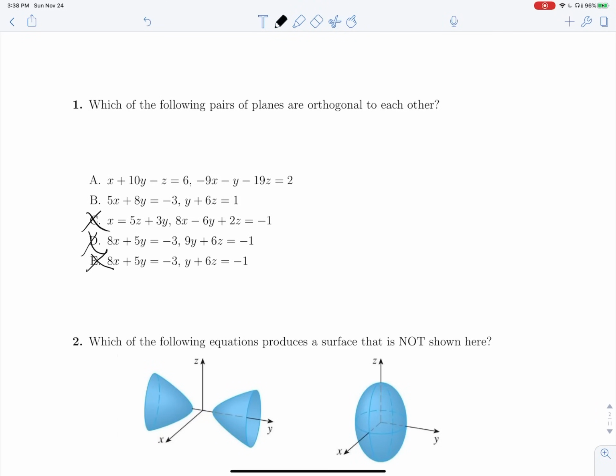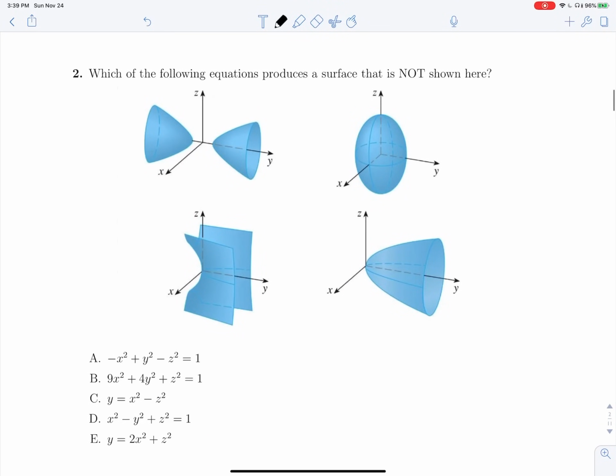And looking right here, if we dot 5, 8, 0 with 0, 1, 6, that is also most definitely not 0. But if we take a look at answer choice A, we have 1, 10, -1 dotted with -9, -1, -19, which will give us -9 minus 10 plus 19, which is indeed 0.